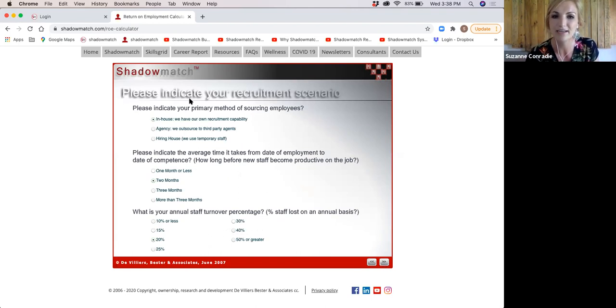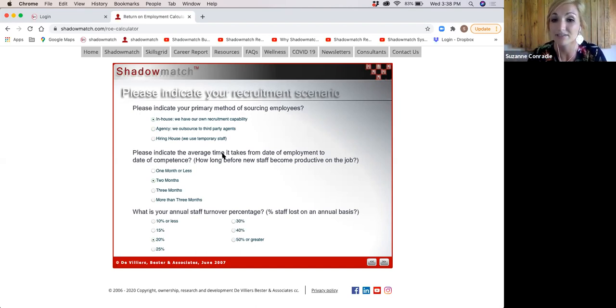So we need to indicate your recruitment scenario. So you, company ABC, what do you do? All you need to do is honestly answer, what do we currently do? The first question, please indicate your primary method of sourcing employees. Option 1, in-house. Option 2, we use an agency. Option 3, a hiring house. I've selected we use in-house. We do the in-house recruitment, that's the option we use.